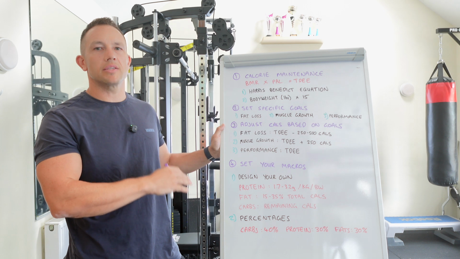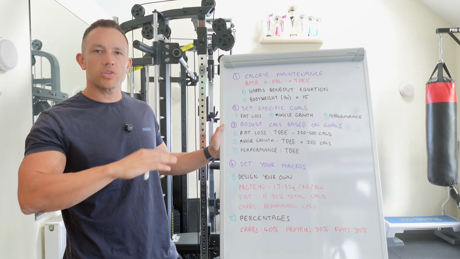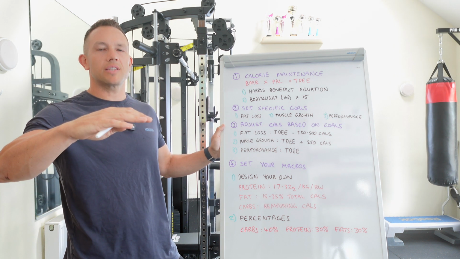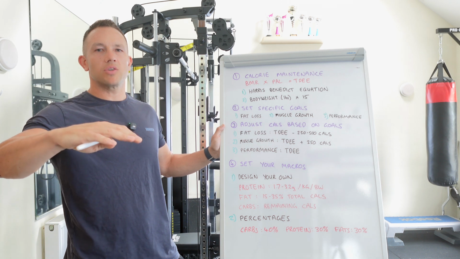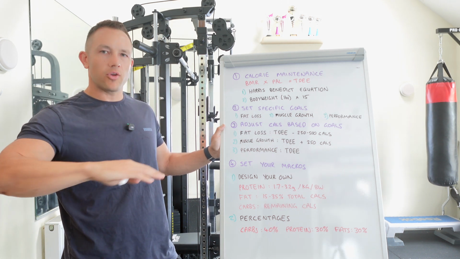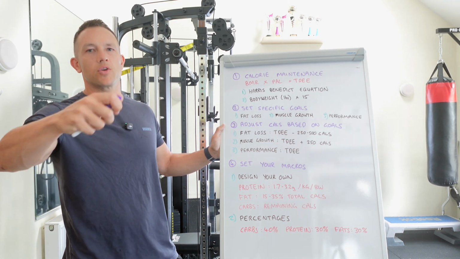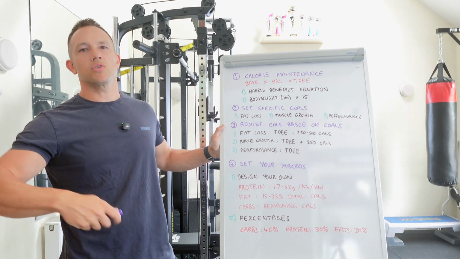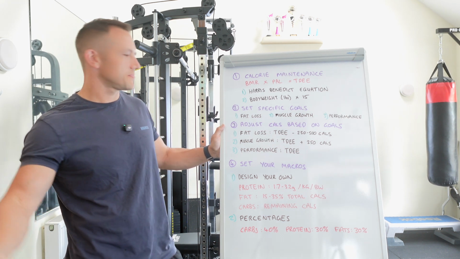So what we would then do is just add 250, check the scale weight. If it's increasing, we're happy and it's not increasing too quickly, we will keep it there. If you're not putting weight on and we're not in a surplus, then you can bump it up a little bit, okay? But don't just eat whatever and hope for the best.